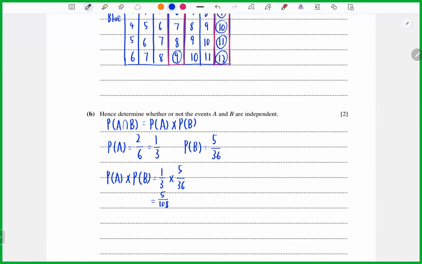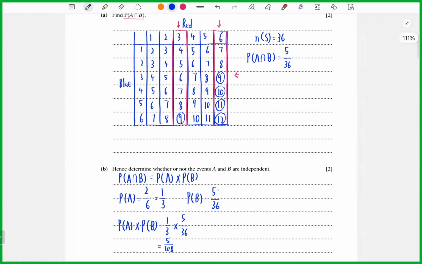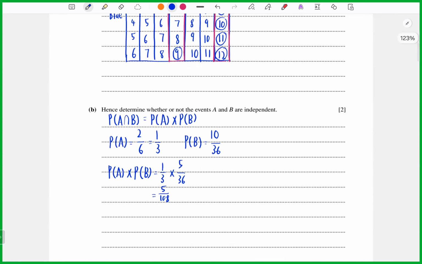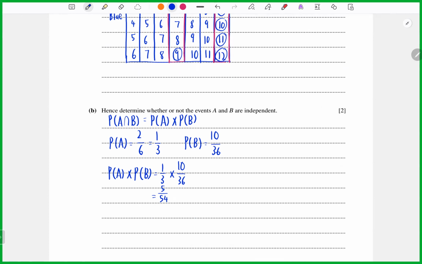Okay, because we get the number is actually different. Oh, sorry, actually it's not 5, it's 10. Because we need to count 1, 2, 3, 4, 5, 6, 7, 8, 9, 10. Yes, 10, not 5. So P(B) is 10 over 36, and the product is 5 over 54.